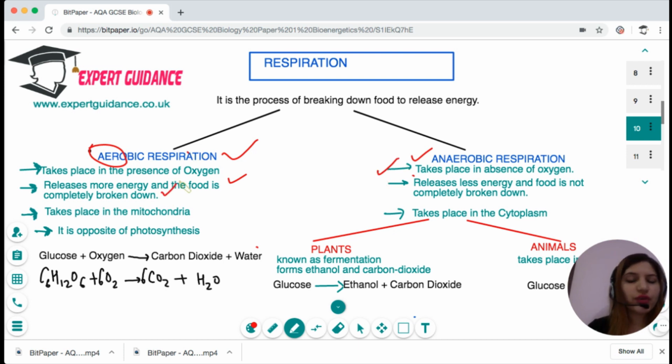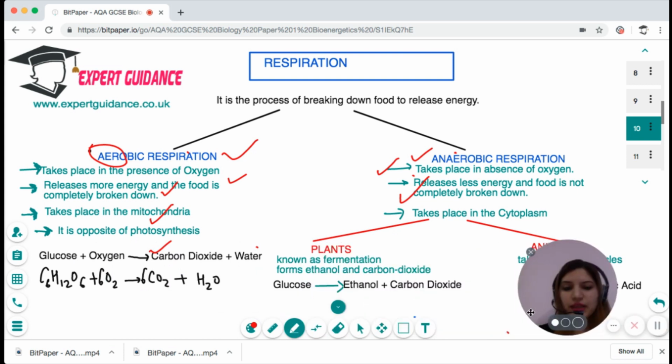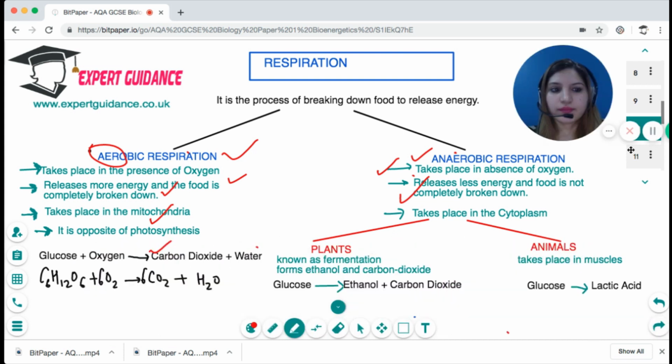Aerobic releases more energy as the food is completely broken down. Anaerobic releases less energy as the food is not completely broken down. Aerobic respiration takes place in mitochondria, whereas anaerobic respiration takes place in the cytoplasm. Now you should know the word equation for both aerobic and anaerobic respiration. So for aerobic respiration, it's the opposite of photosynthesis. So glucose plus oxygen gives carbon dioxide and water. So C6H12O6 plus 6 O2 gives 6 CO2 and 6 H2O.